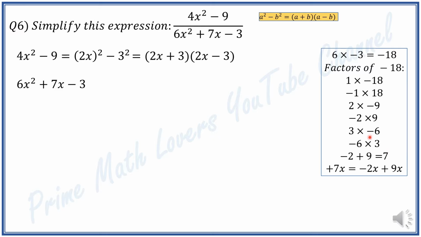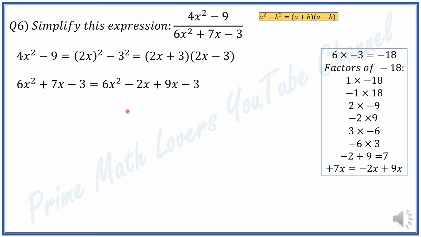And we need to find a pair that when we add the two numbers, we get the coefficient of x, which is 7. If we add negative 2 and positive 9, we will get 7x. So negative 2, positive 9 is 7. So we can write positive 7x as negative 2x plus 9x. I'll do this with our expression. So it will be 6x squared minus 2x plus 9x. I replaced plus 7x with this.